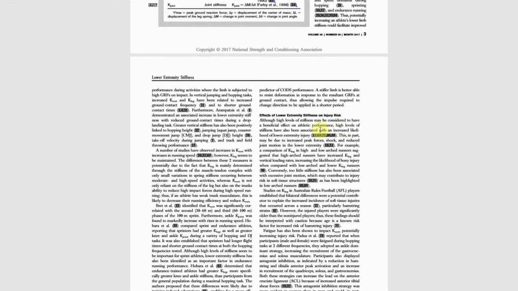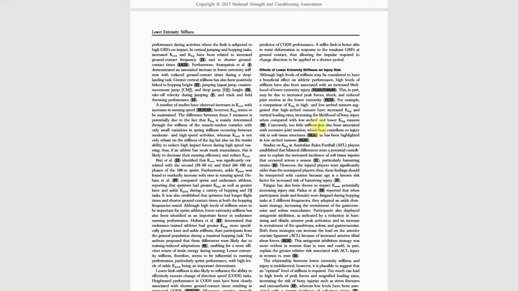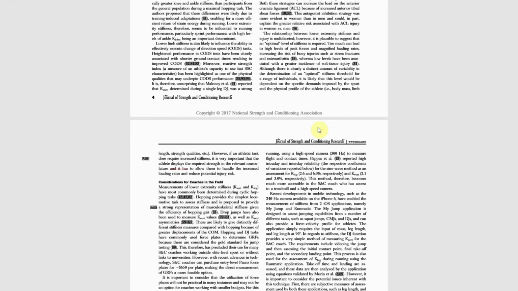In regards to injury, high levels of stiffness were associated with increased likelihood of lower extremity injury, in part due to increased peak forces, shock and reduced joint motion. However, too little stiffness was associated with excessive joint motion, which may contribute to soft tissue injury risk, such as ACL rupture. So, therefore, the relationship between lower extremity stiffness and injury is unclear. However, it's plausible to suggest that an optimal level exists, as there appears to be risk with either too much or too little stiffness.